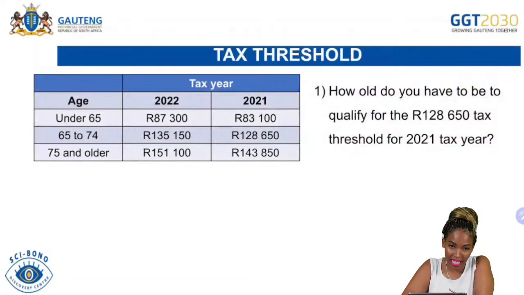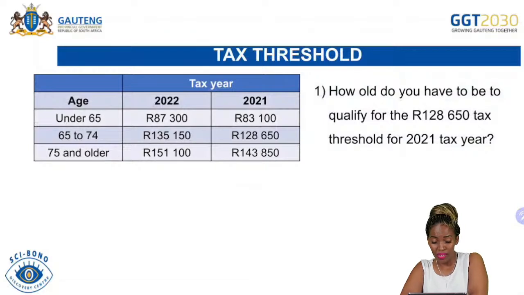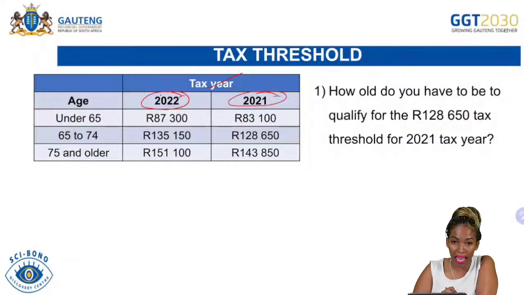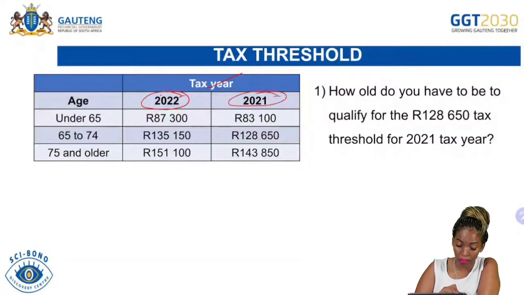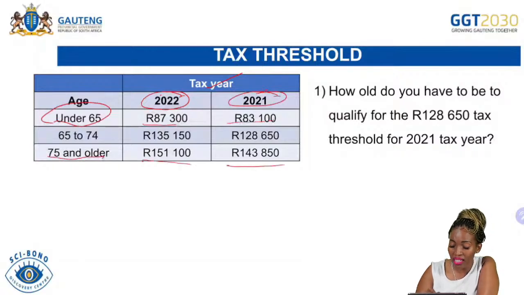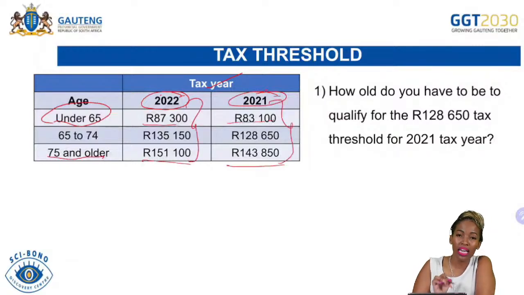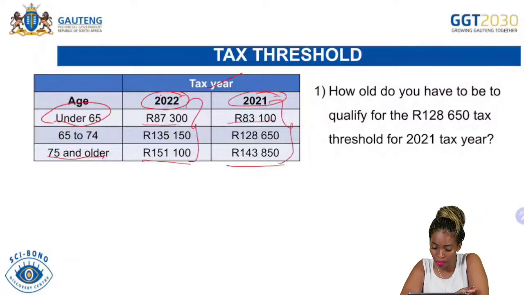Here is a practical example of how questions can be asked with regards to the tax threshold. Here it is the tax year 2022 and 2021. The question will guide you on which year you must focus on. So if you are under 65, these are the tax thresholds for the 2 years. If you are 75 and older, these are the thresholds for those 2 years. Again, remember, these amounts are annual amounts. With tax, we deal with annual amounts.